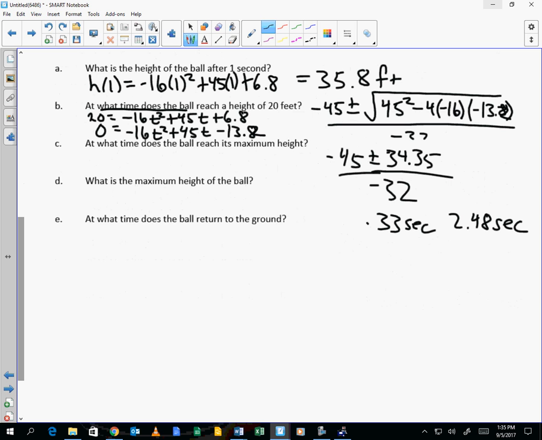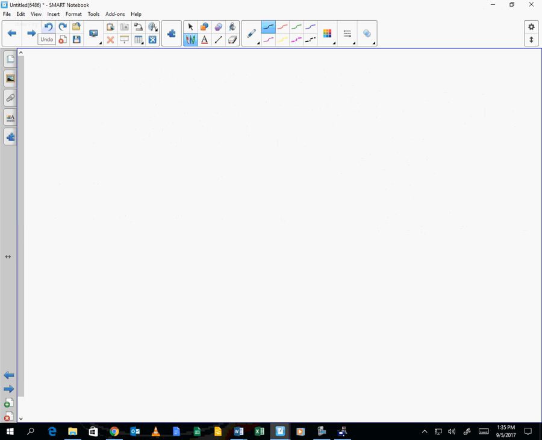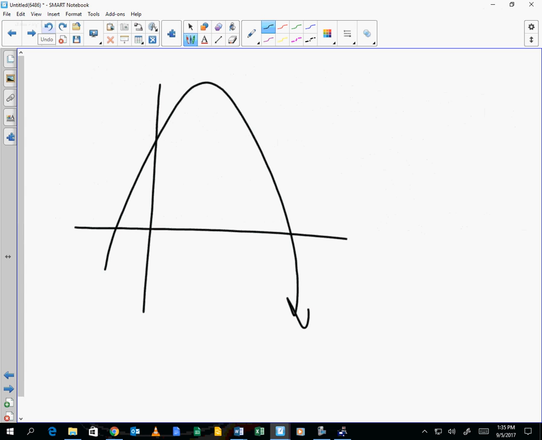All right, how about this? What time does the ball reach its maximum height? What shape does this make if I graph it? Parabola, right side up or upside down? Upside down. Now, what do we call that spot where it reaches its maximum height? The vertex, very good. Now, I want to know the time at which it reaches it.